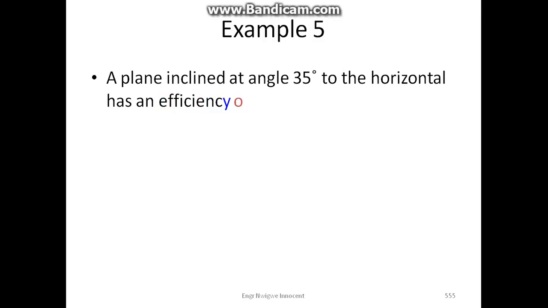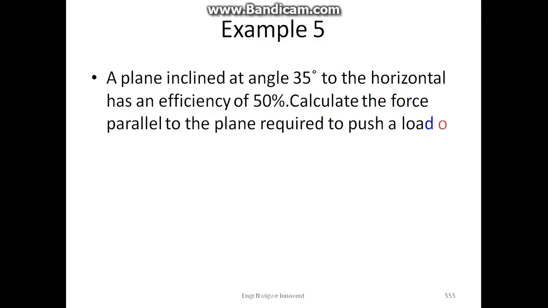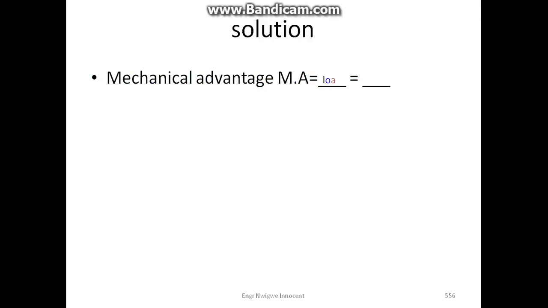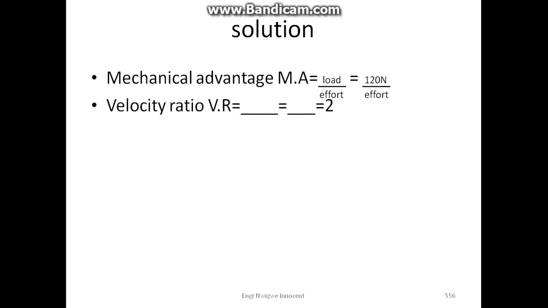Question 5. A plane inclined at an angle 30 degrees to the horizontal has an efficiency of 50%. Calculate the force parallel to the plane required to push a load of 120 Newton uniformly up the plane. Solution. Mechanical advantage MA is equal to load over effort, which equals 120 Newton over effort. Velocity ratio VR is equal to 1 over sine 30 degrees, which is equal to 1 over 0.5, which gives us 2.